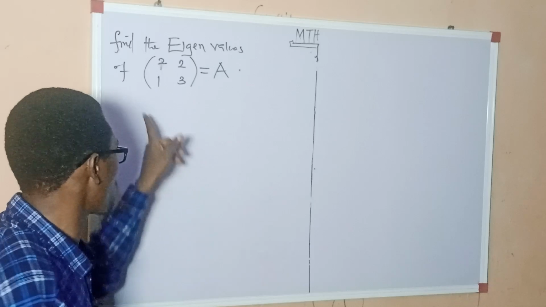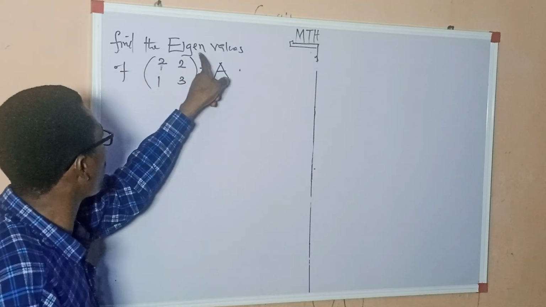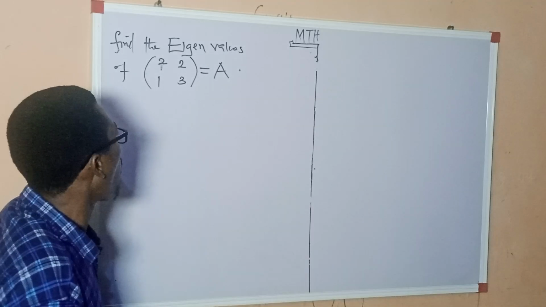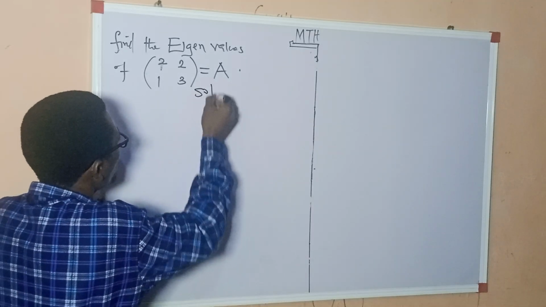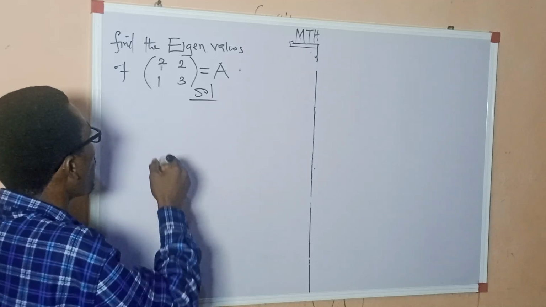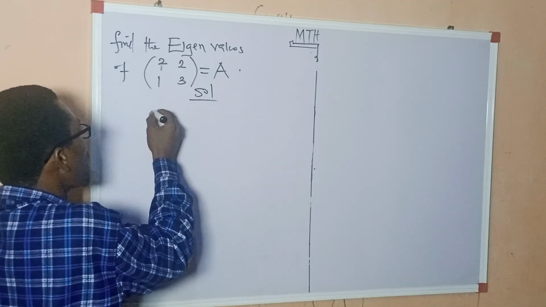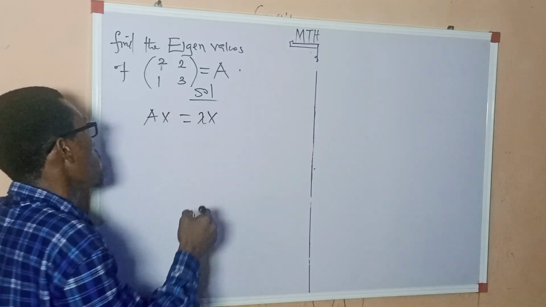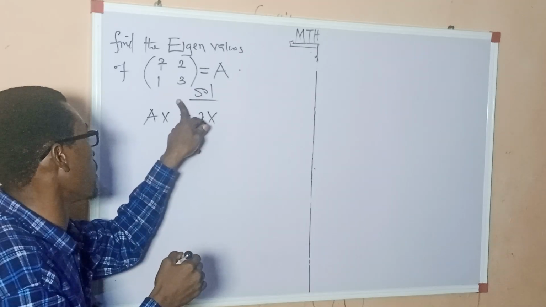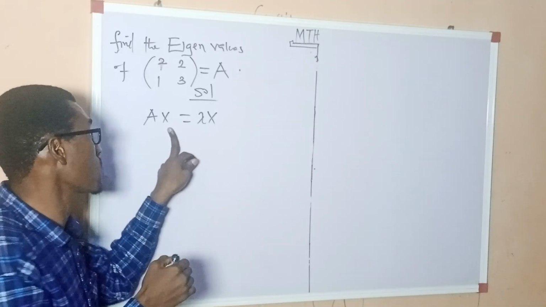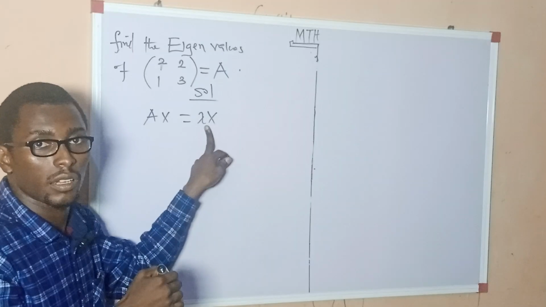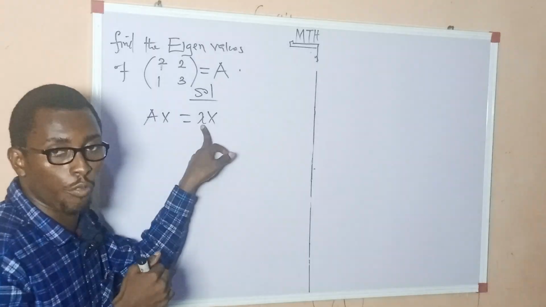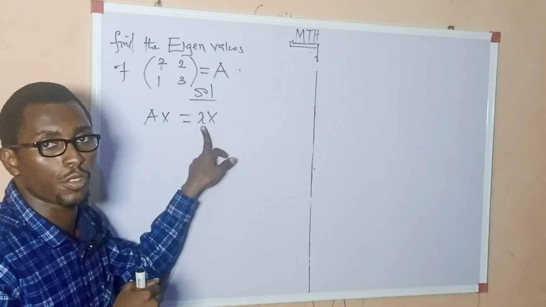So let's go back to the solution of this problem. It is to find the eigenvalues of this matrix. Now, for us to be able to solve this problem, you should know that eigenvalues arise from equations of this form: Ax equals lambda times x, where A is a square matrix and x is a column vector, and lambda is a scalar. Now, for non-trivial solutions, the values of lambda are called the eigenvalues of the matrix.